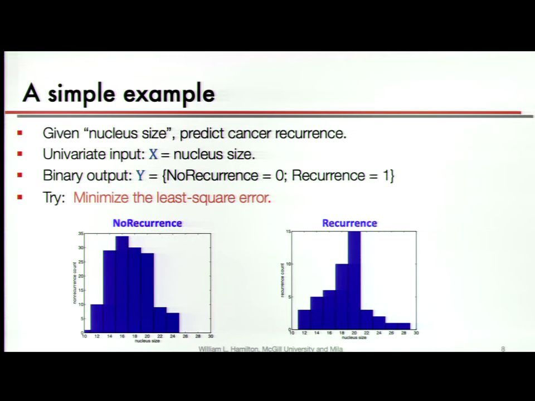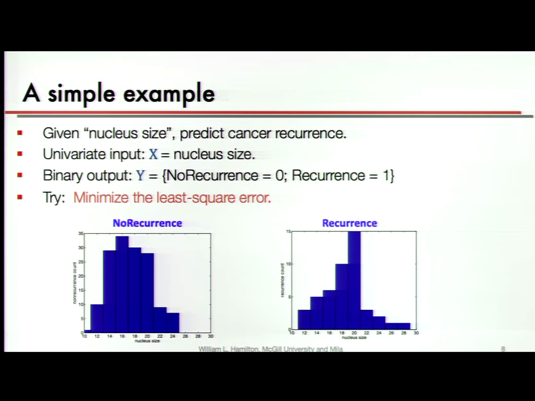So I'm going to start off with a really simple example of classification, returning again to our running example of trying to predict whether or not a particular tumor, its cancer, is going to reoccur. So here we're going to keep things simple. We're going to assume that we have a single input feature, which is the nucleus size. So this is how big, in some sense, the tumor is. And then our binary output. So we have a 0 for no recurrence and a 1 for recurrence.